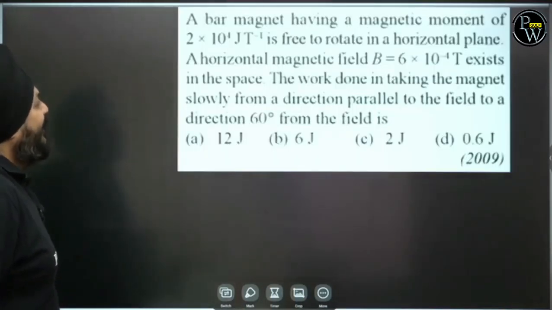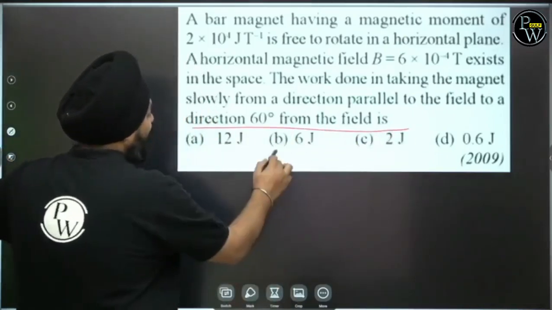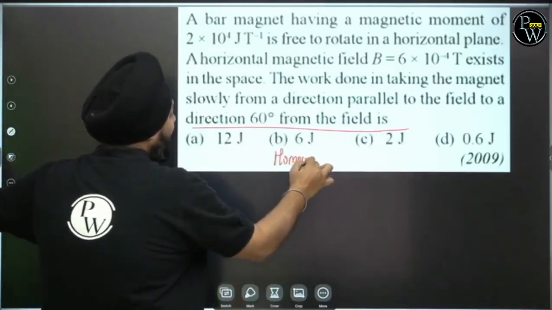Again, the magnetic field is this. How much work is done? I am going to give you all of this in homework.